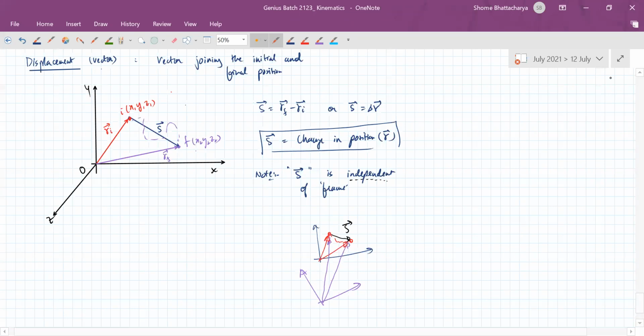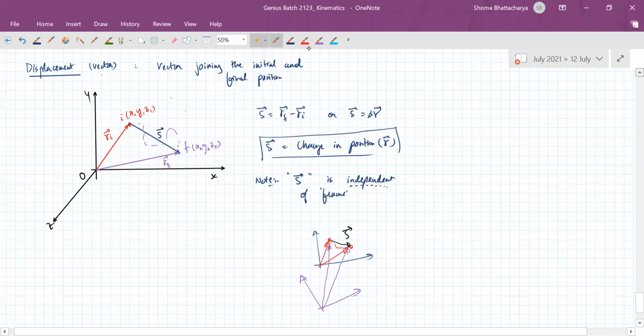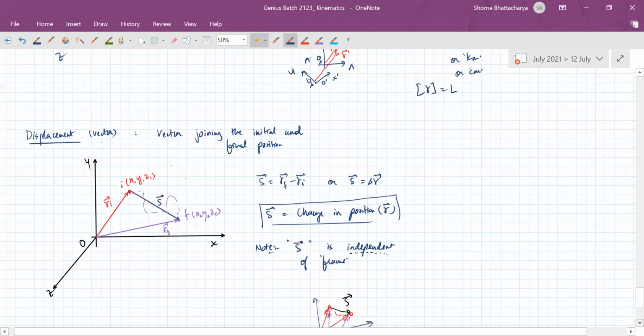Now, needless to say, position vector and displacement, as physical quantities, both have the dimension of length. That's another thing you should understand. And their SI unit is meters, but we can also take it in kilometers or centimeters, whatever. So the dimension of position is length, and same as the dimension of displacement.